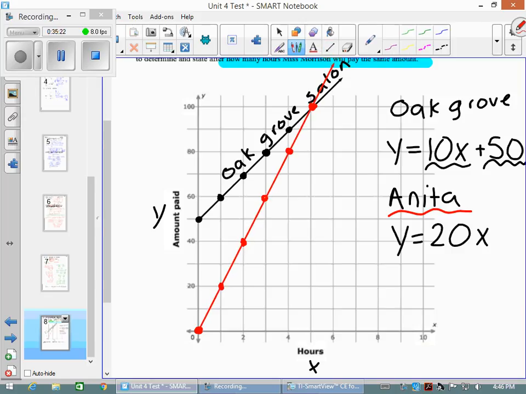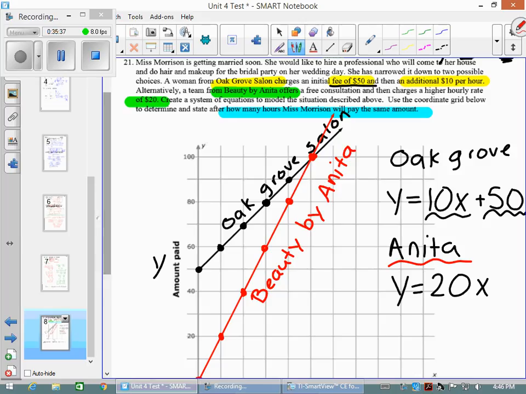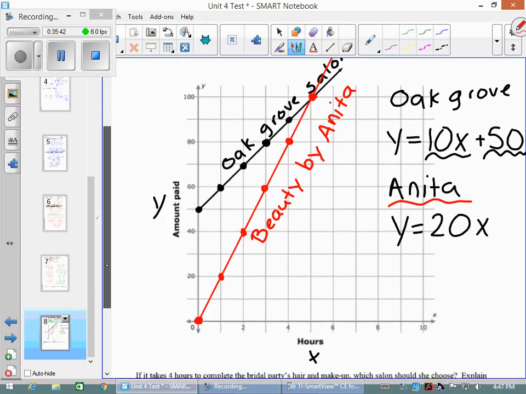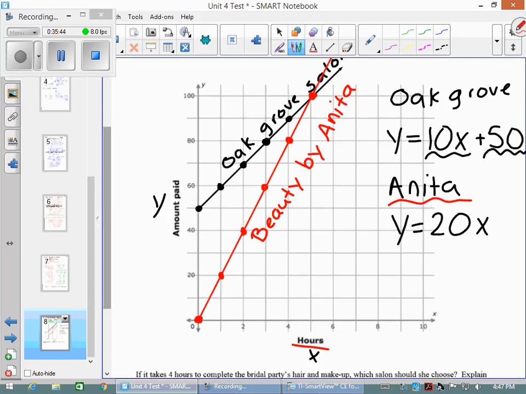So those are our two functions graphed, and if we look, they want to know after how many hours will she pay the same amount. So after how many hours, that's our x-axis. If we look at 5 hours, which is right here, if we go up, we can see that that is actually where they intersect. So in 5 hours, they will pay that same amount of $100. So somewhere on here, you have to say after 5 hours, she will pay the same amount.